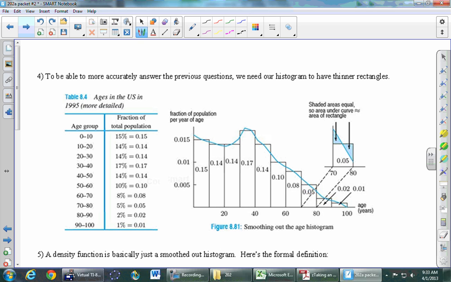And if we kept up this process of making the rectangles thinner and thinner and thinner with more and more data, eventually you get something that would look kind of like the blue curve that we see up here in this picture. And so that blue curve represents the age distribution of citizens here in the US.